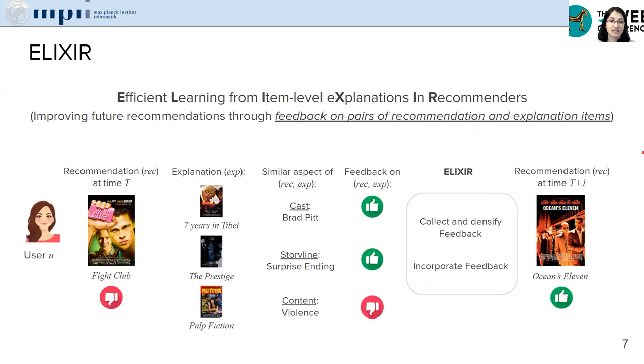This brings us to ELIXIR, which is a human-in-the-loop framework we devised for efficient learning from item-level explanations in recommenders. The ultimate goal of this framework is to improve future recommendations by leveraging user feedback on pairs of recommendations and explanations. ELIXIR has components for collecting, densifying, and incorporating feedback, which I will explain next.